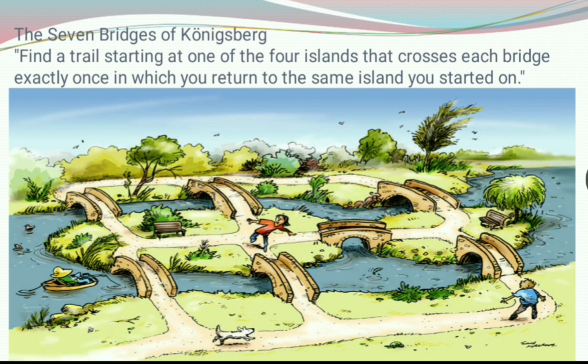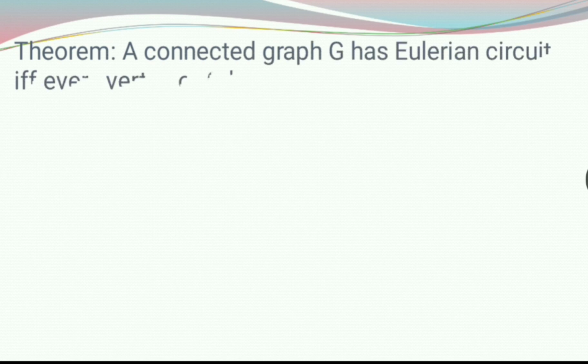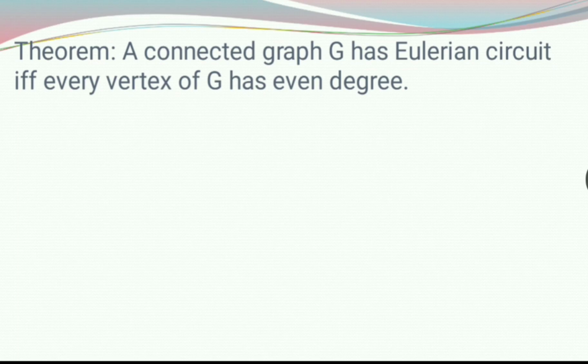Euler has given a solution to this problem through a theorem. We'll study this theorem first to get the solution of the Königsberg problem. So the theorem is: a connected graph G has an Eulerian circuit if and only if every vertex of G has even degree. So we'll prove this theorem that an Euler circuit exists in a graph if and only if every vertex of G has even degree.